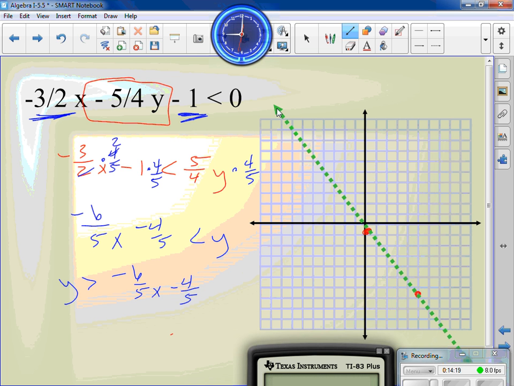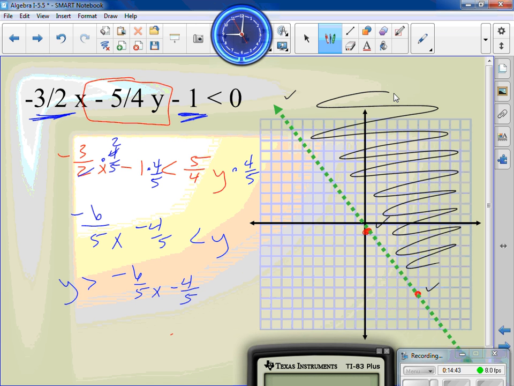I am not looking for perfect straight lines. When I look at these to grade, I'm going to look for, is this point correct? Is this point correct? Do you have the dotted line? And now it's looking at the shading. Where should my shading go? Above the line. Why? Y is greater than, so it has to be greater than the line. So that would be my fourth point.